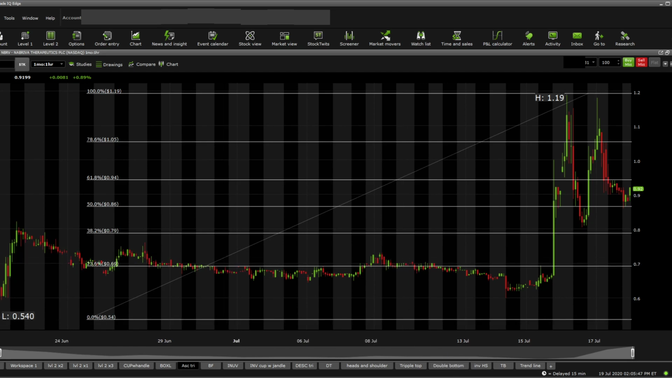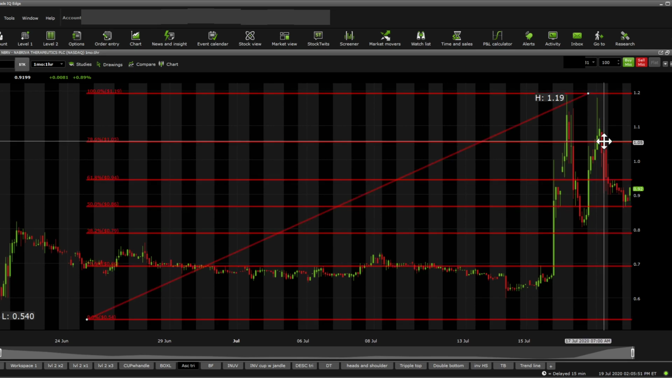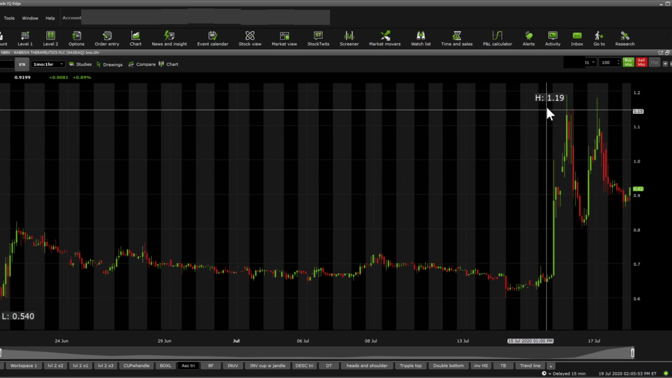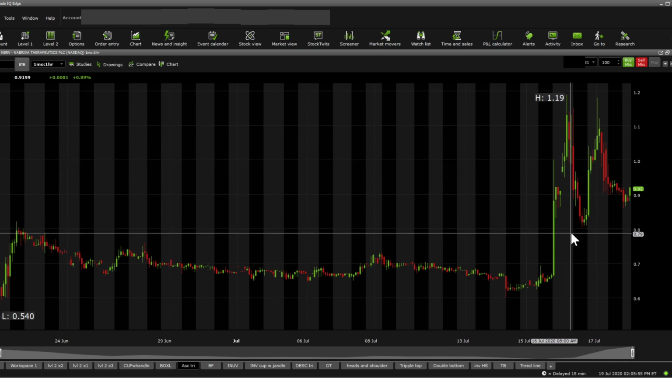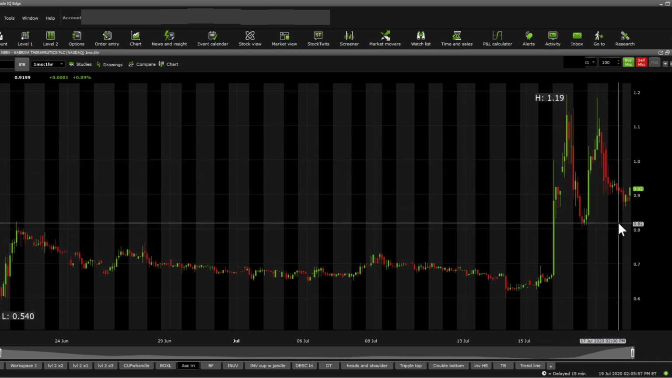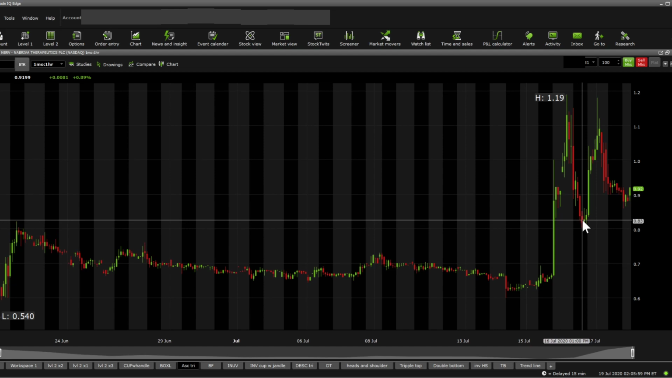Now going on towards any patterns, I don't see any significant patterns here that we're looking at. There is a double top here, which is bearish, but it could also show a little bit of a double bottom. So nothing very significant here.